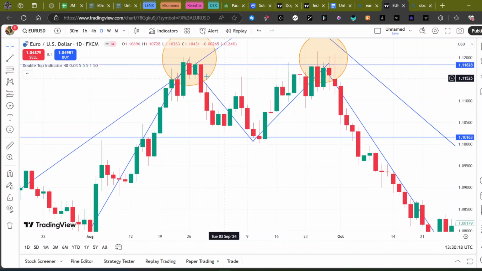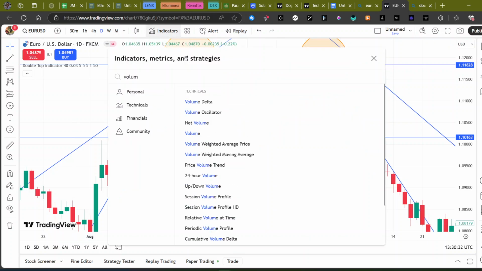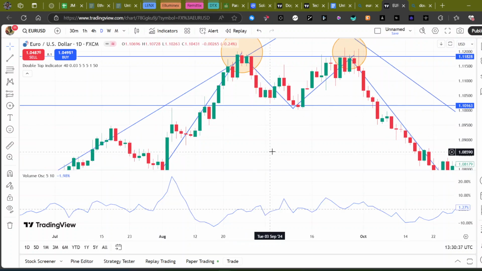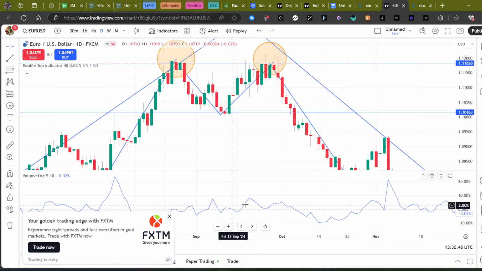The support level between the peaks is what we call the neckline, and it should be clear and not choppy. Then you should have volume confirmation. For example, you can decide to add a volume indicator to the chart, and then you'll be watching out for volume increases and decreases. Basically, if we have a decrease in volume at the second peak, it can indicate weak bullish momentum, and you can see that happened around here, strengthening the reversal signal.